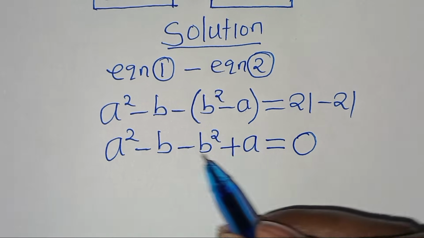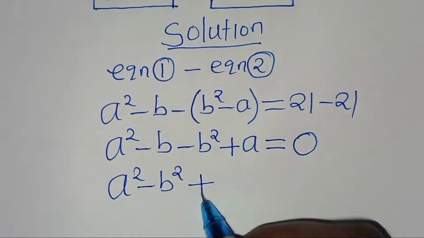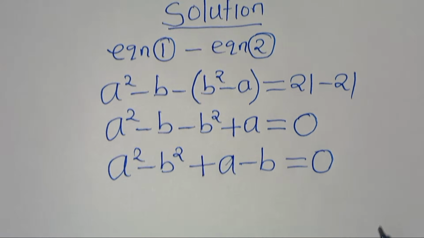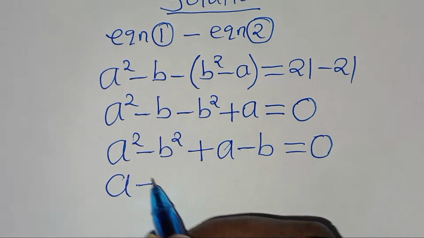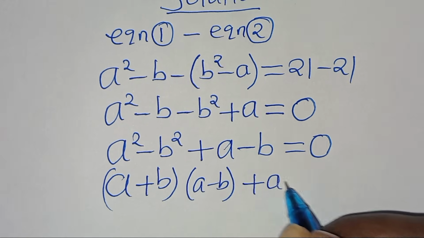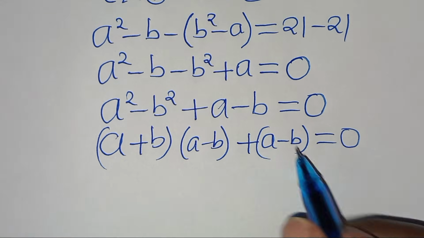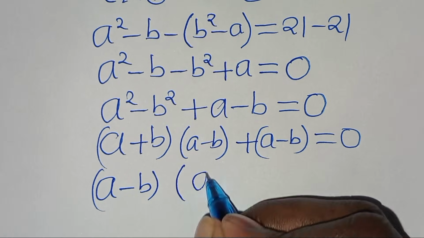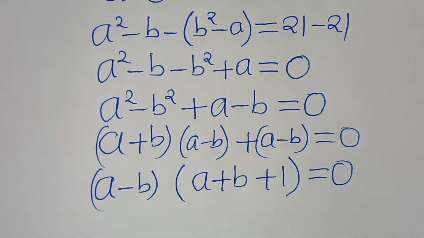Now we have a squared minus b squared, then plus a minus b, this is equal to 0. Now a squared minus b squared, this is the difference of two perfect squares that we can express as a plus b, a minus b, then plus a minus b, this is equal to 0. A minus b is common here, so we can factor out a minus b into the parentheses here. This is a plus b, then plus 1, this is equal to 0.